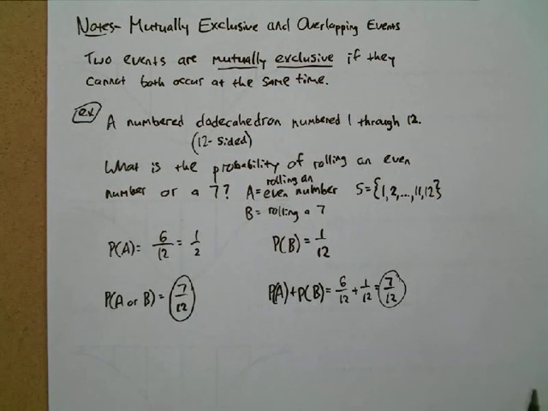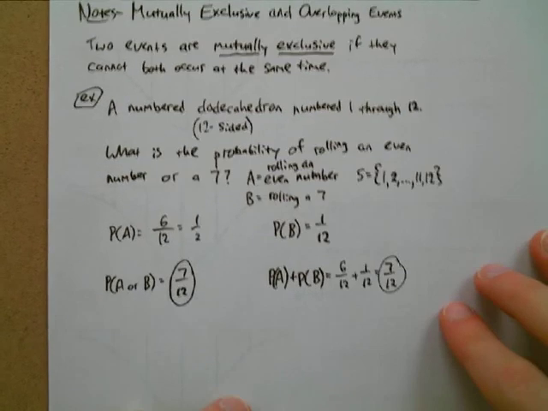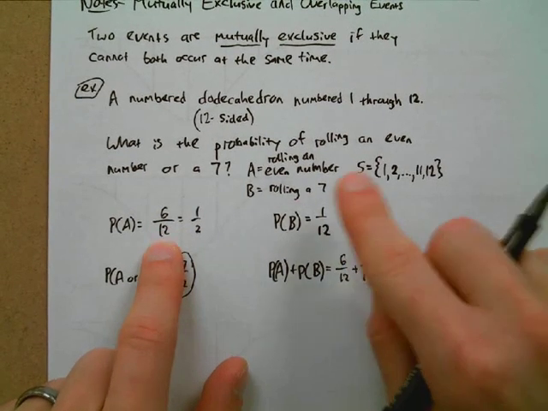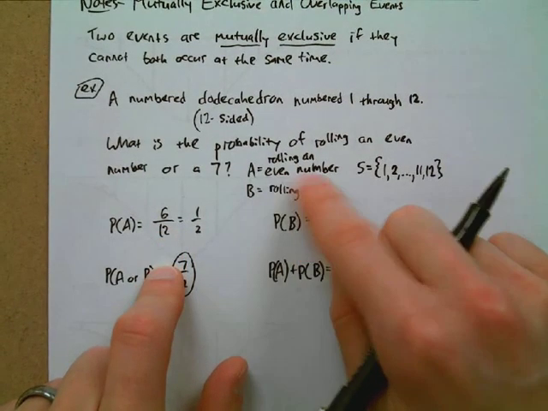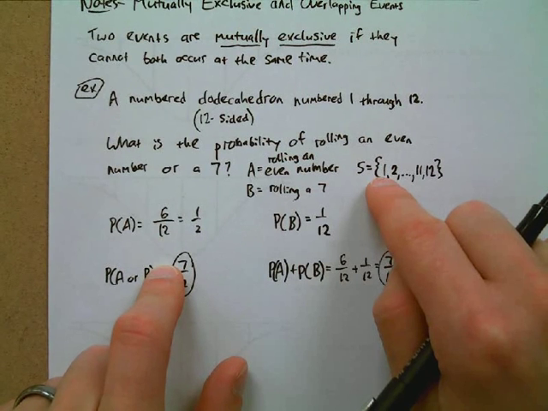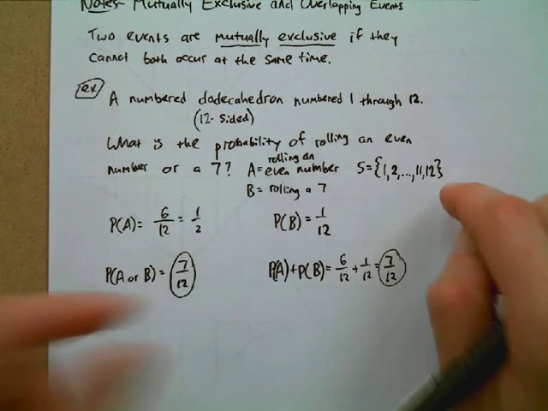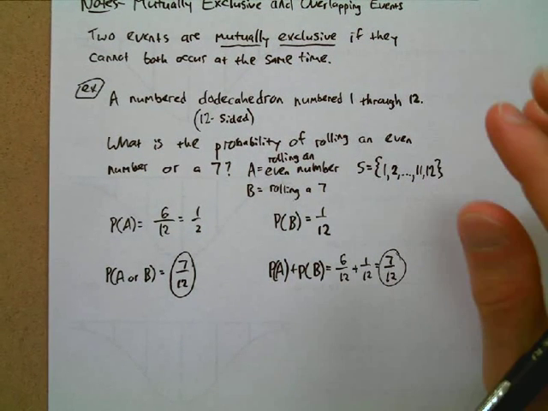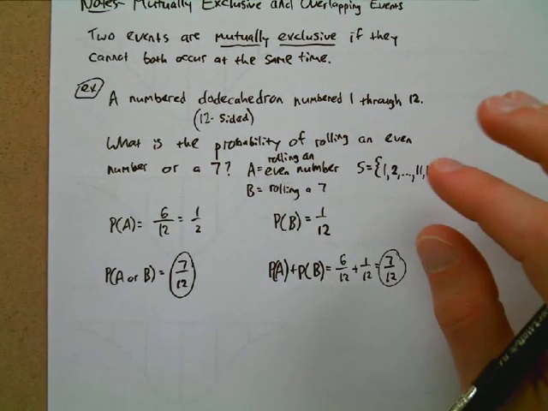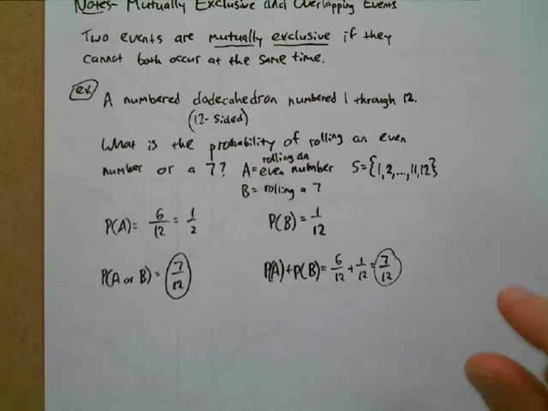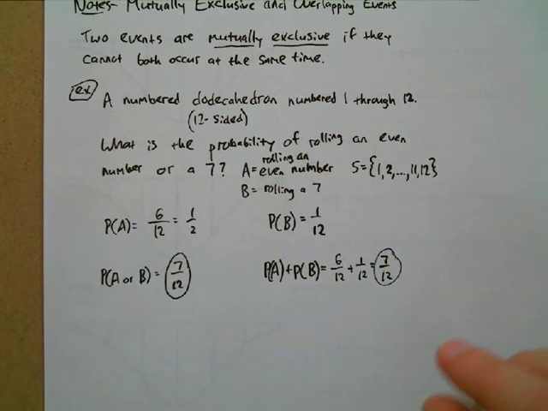Question? How do you get 6/12 for probability of A? Well, so A is rolling an even number. So if you think about it, again, we have our number dodecahedron that has all the numbers 1 through 12. So how many even numbers are there on that die? 2, 4, 6, 8, 10, and 12. So 6 total numbers on that die will be even. 6 out of the total 12 that are on the die. Okay? So 6 out of 12 numbers are even.